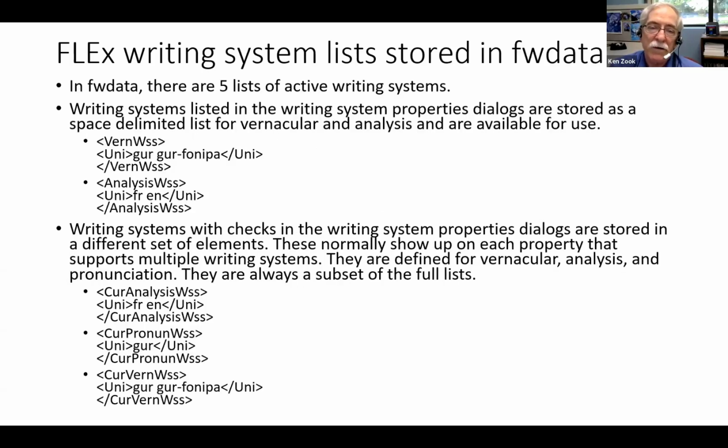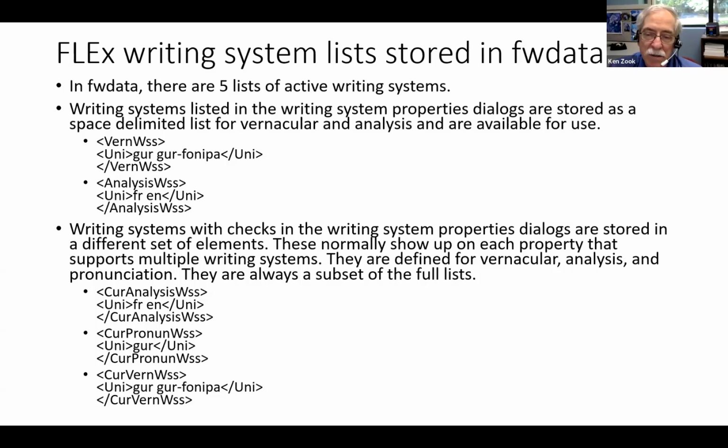In FWData, there are five lists of active writing systems. Writing systems listed in the writing system properties dialog are stored as a space-delimited list for vernacular and analysis, and are available for use. So that's under VernWss, and AnalWss has the list. Those are the ones that will show up in the dialog.